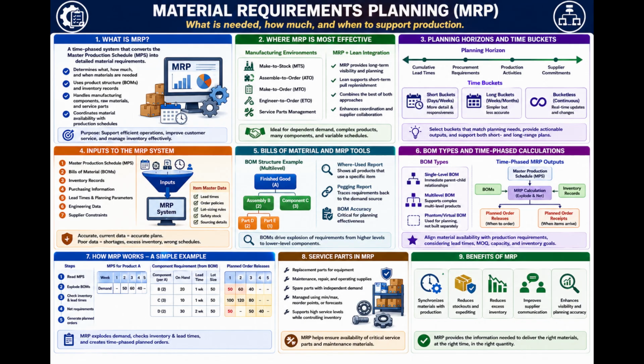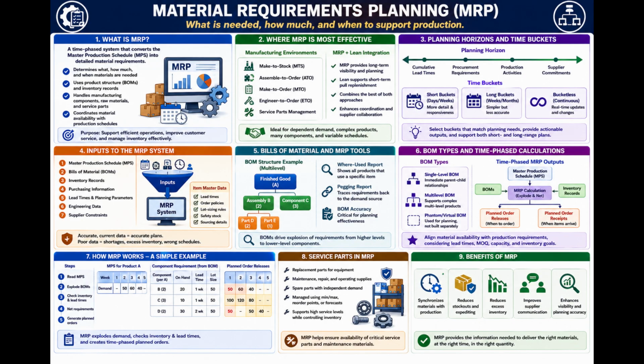Where used reports identify all products that utilize a specific component, supporting engineering changes and inventory management activities. Pegging reports trace requirements back to their originating demand source, helping planners understand why specific materials are required. These tools improve visibility, support decision-making, and strengthen coordination among engineering, planning, procurement, and manufacturing functions.